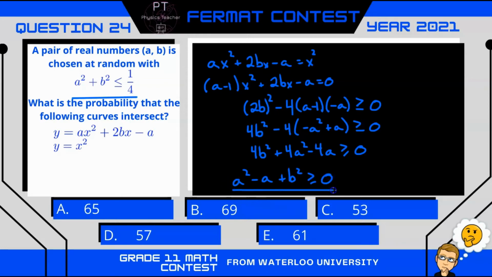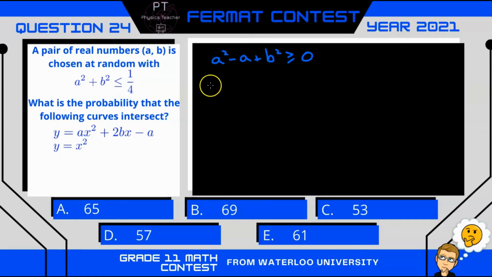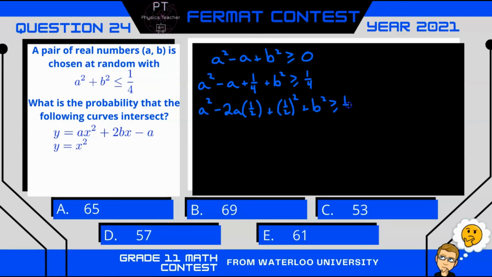So let's work with this now. Alright, first I'm going to add a quarter to each side. Essentially what I want to do is complete the square, but there's a specific square I want to complete here. So that's going to be greater than or equal to 1/4. Now this a, I'm going to multiply by 2 and divide by 2, so I'm not changing anything there. So I'm going to have minus 2a times a half plus, and 1/4 is just a 1/2 squared, and then I still have this b squared greater than or equal to 1/4. Alright, so there's a perfect square there.